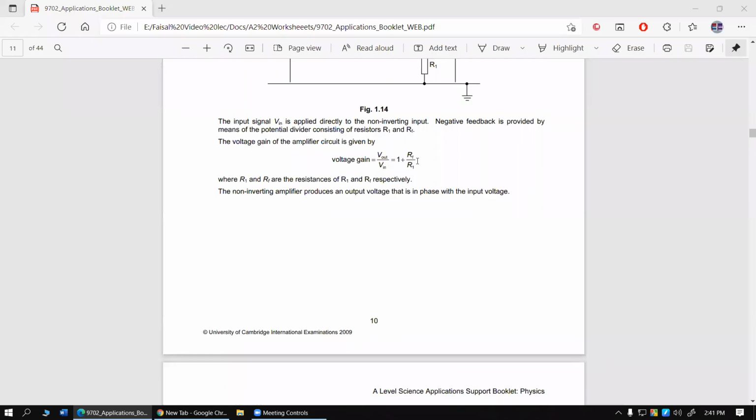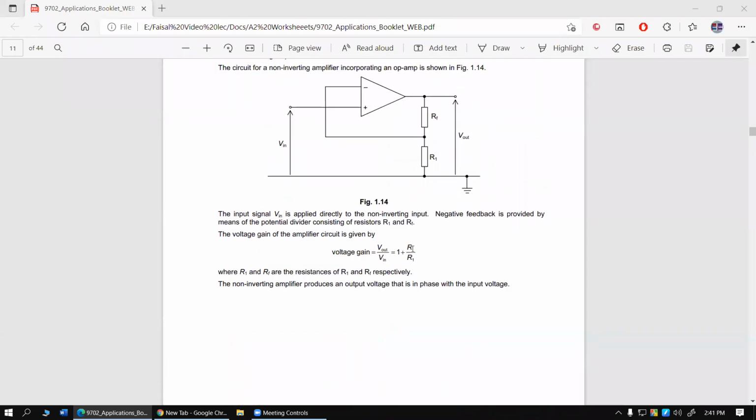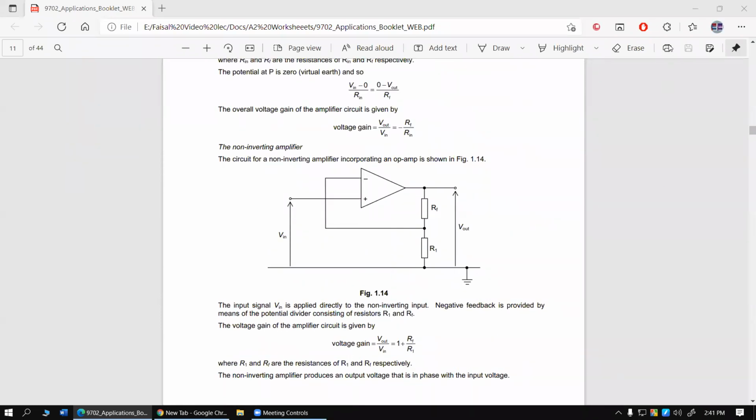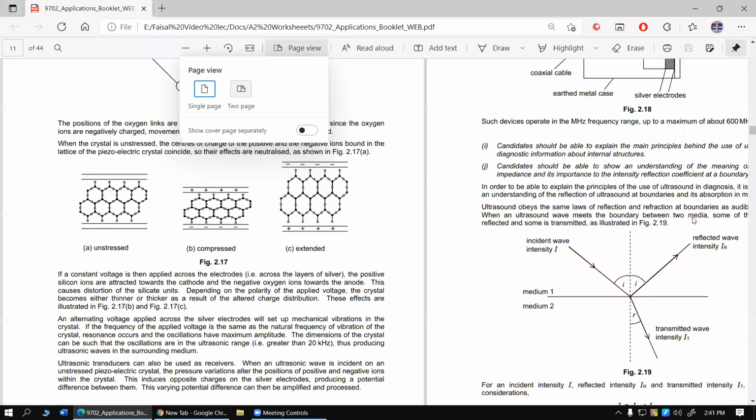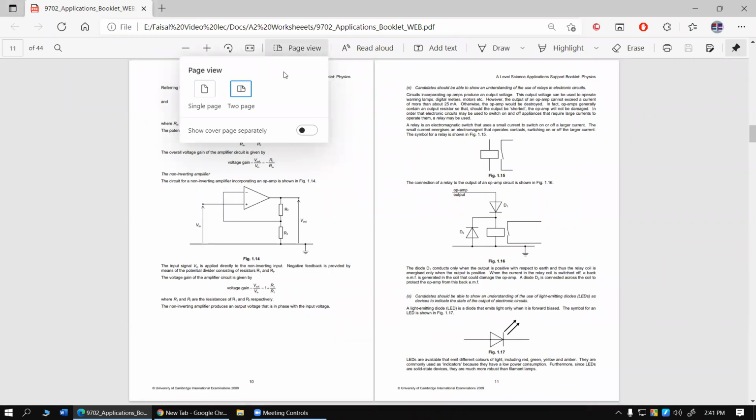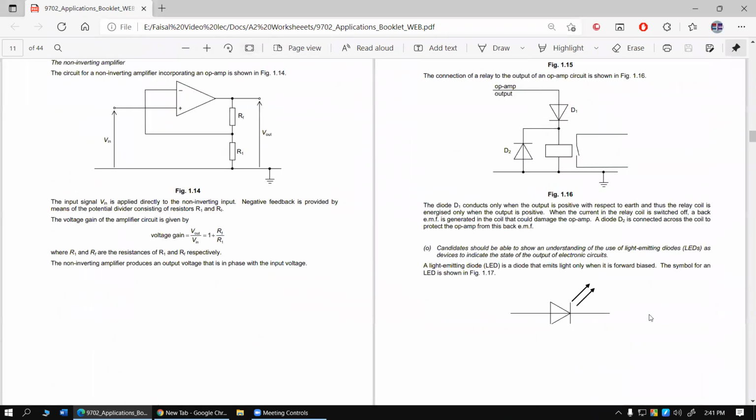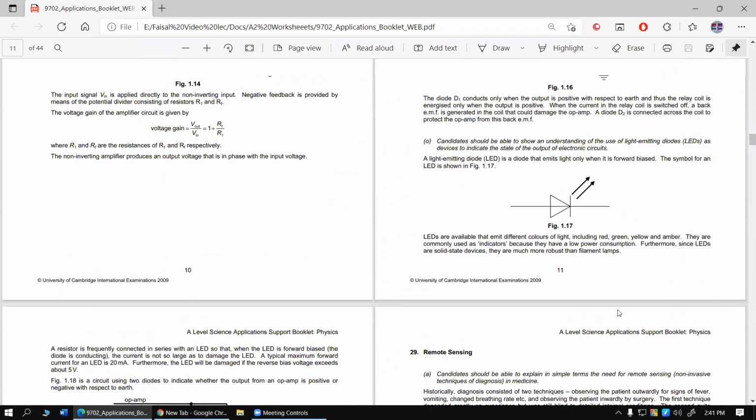Last class I told you that I'm going to collect the book to show you the derivation of the non-inverting amplifier, but I could not collect the book yet, so I'm not doing that in today's class. However, we are going to continue the lecture, and we're going to see the further parts that we have.